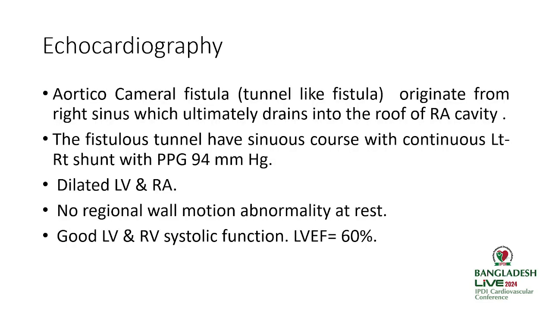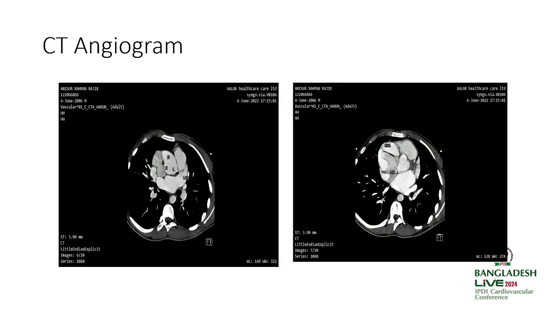So the final echocardiographic report was aortico-cameral fistula, with a tunnel-like fistula originating from the right sinus, which ultimately drains into the roof of the right atrial cavity. The fistula and tunnel have a sinuous course with continuous left to right shunt with peak pressure gradient 94 millimeter of mercury, with dilated right atrium and right ventricle, and with good biventricular function.